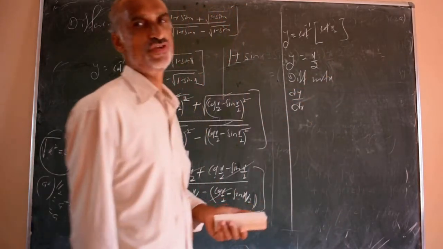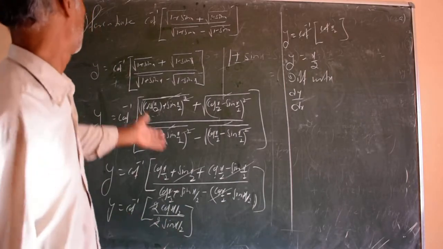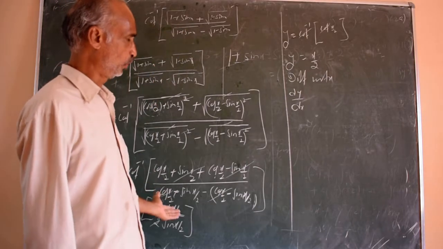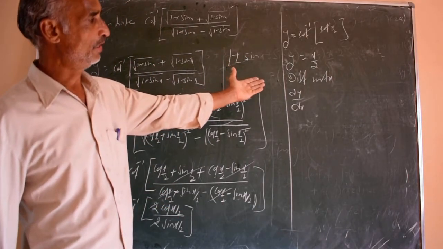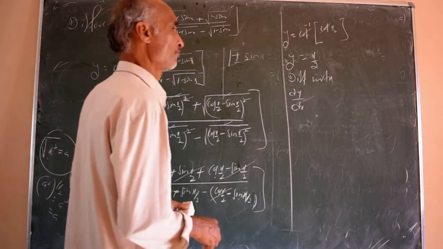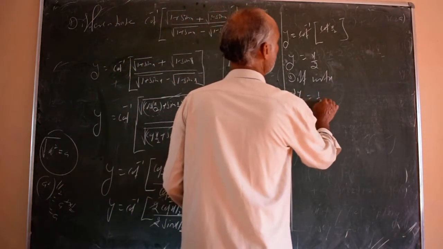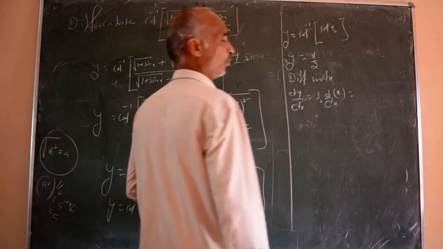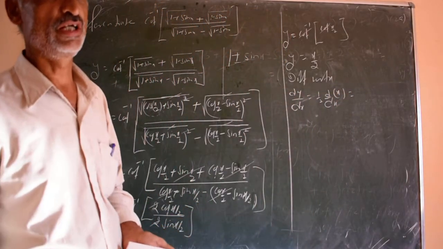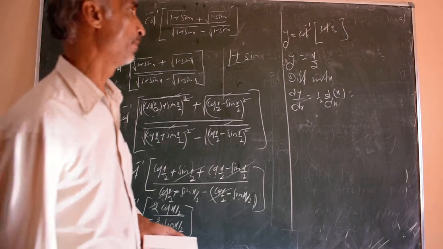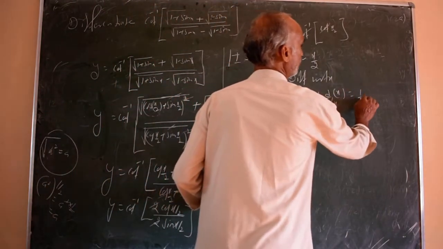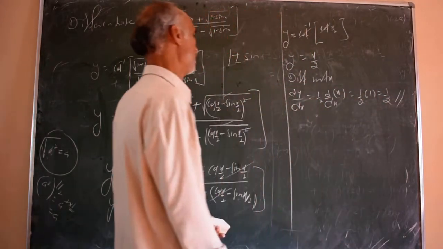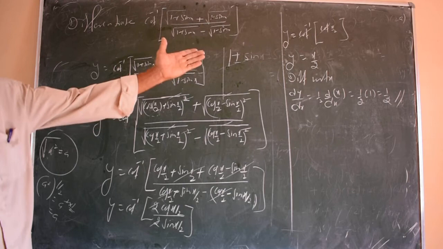Now coming to the differentiation, y is simplified to a greater extent. So it is a very complicated inverse trigonometric function. By proper substitution, it is simplified, and dy by dx now equals 1 by 2 outside, the constant is taken outside, d by dx of x. What is the d by dx of x? Differentiation of x with respect to x is 1, so half into 1 equals half. That's the answer.